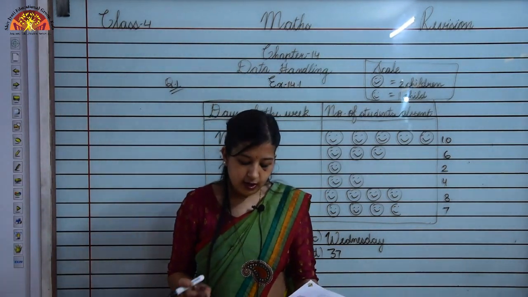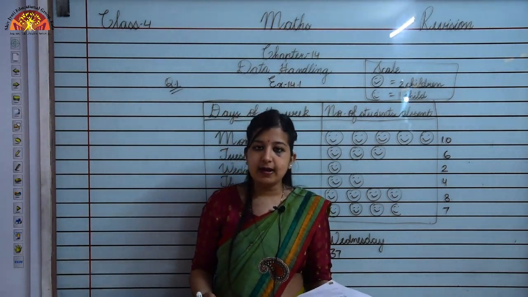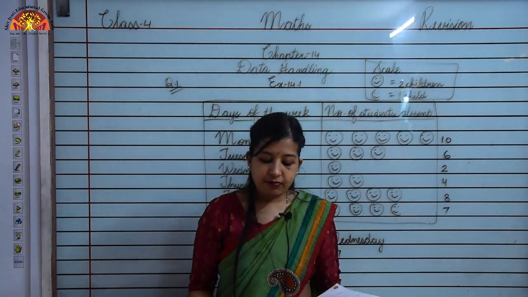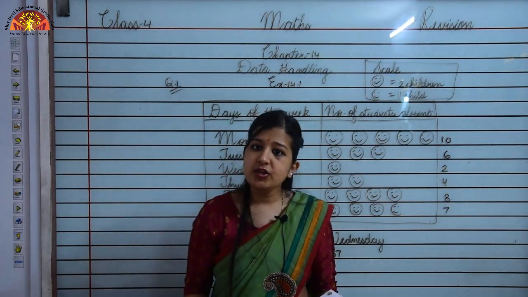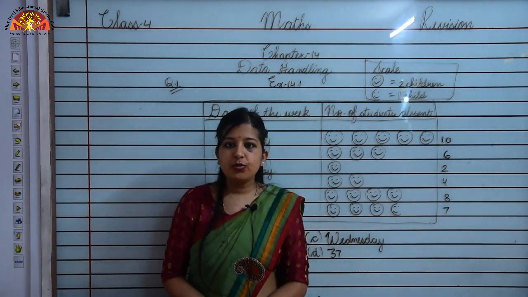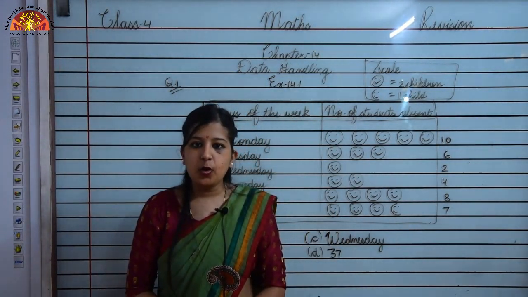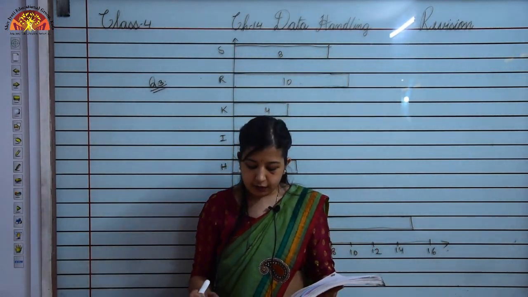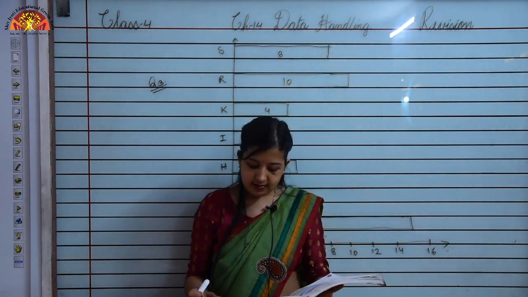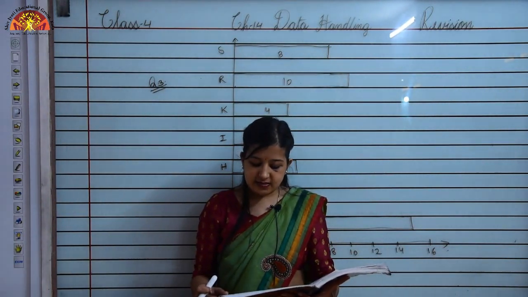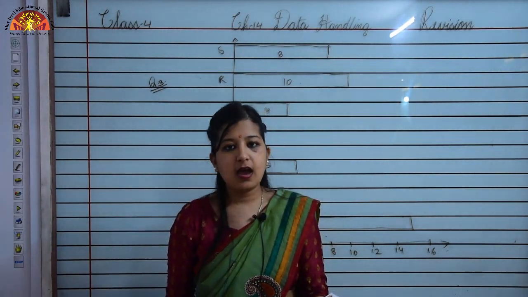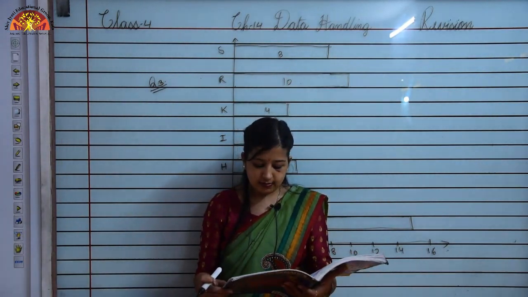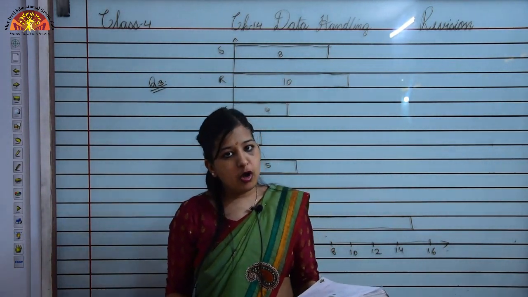Now students, turn your page and open page number 191 of your book, in which we are going to do question number 1 of exercise 14.2. Now students, we are going to do question number 3 of exercise 14.2. So students, question number 3 is, the following bar graph shows the number of students in a class whose names start with A, D, H, I, K, R and S. Now in this question what we have to do? We have to read the bar graph carefully and answer the following question.